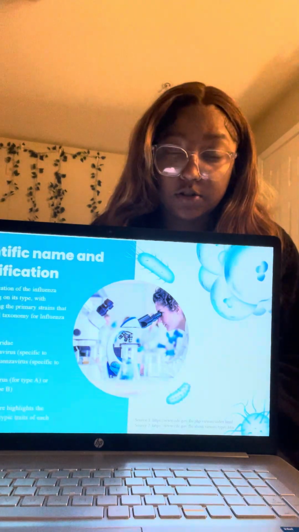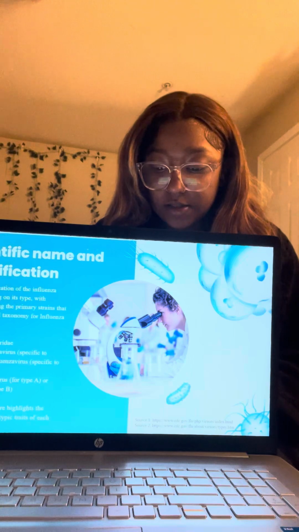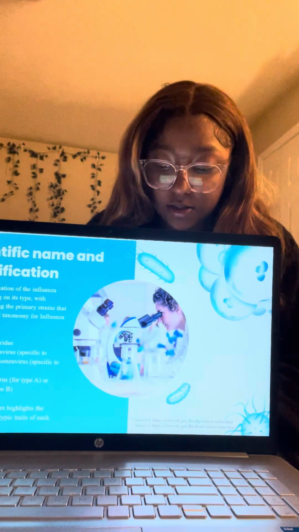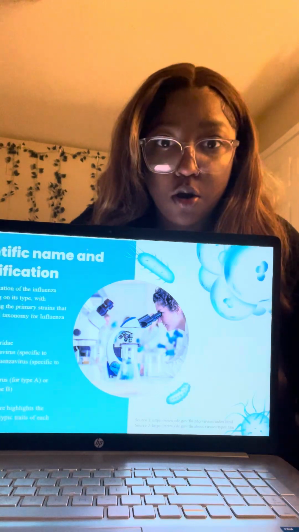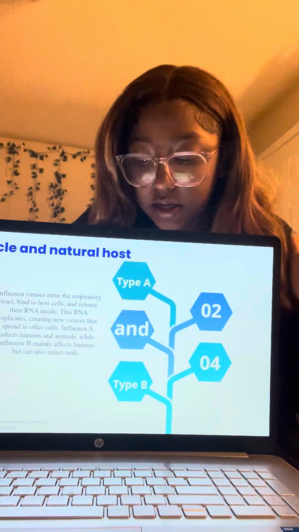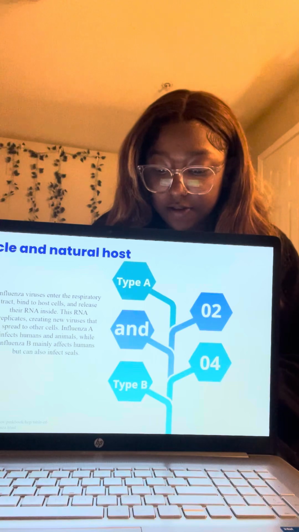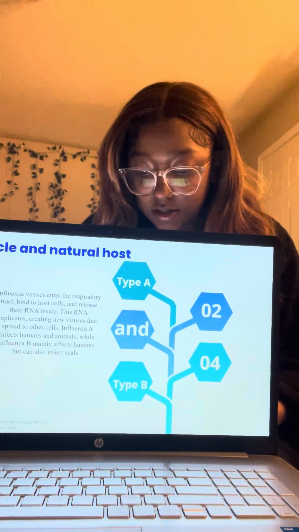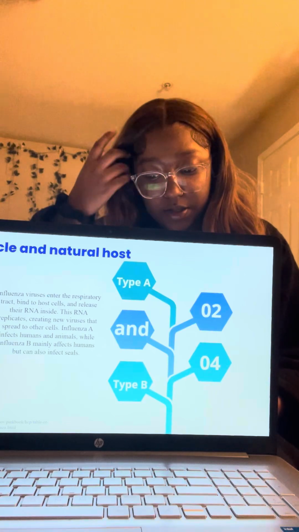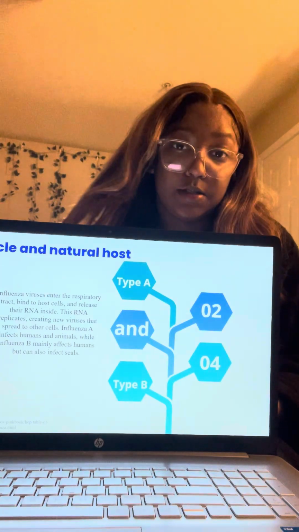Influenza's life cycle and natural hosts. Influenza viruses enter the respiratory tract, bind to host cells, and release their RNA inside. This RNA replicates, creating new viruses that spread to other cells. Influenza A infects humans and animals, while influenza B mainly affects humans and can also sometimes affect seals.